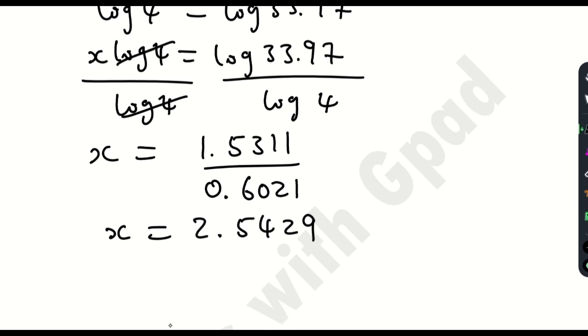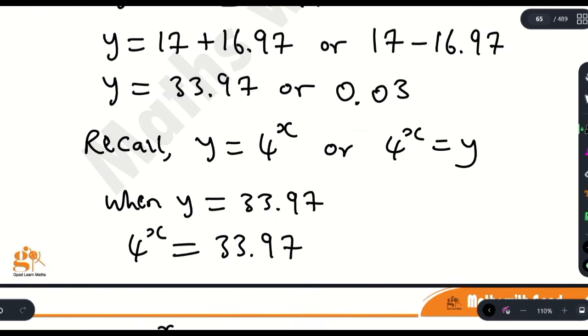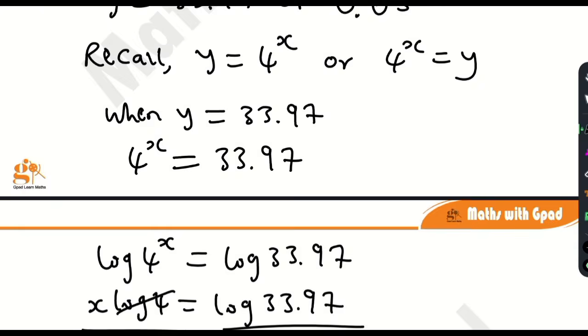2.5429. Now this is the first value of x. If I approximate this to 2 decimal places, I will have 2.54. Let's just mark this. Now, that's for the first one. We have another value of y, which is 0.03. So I'm going to say when y is equal to 0.03.